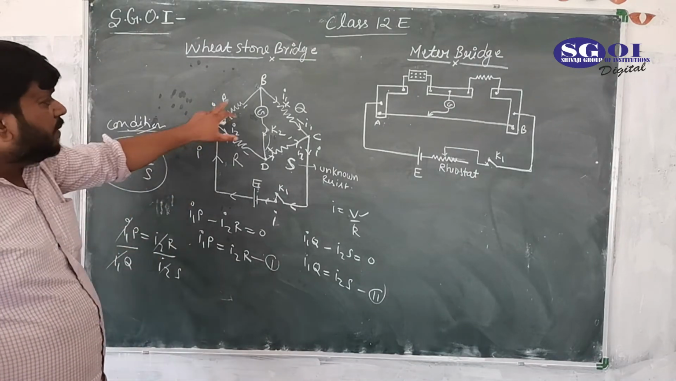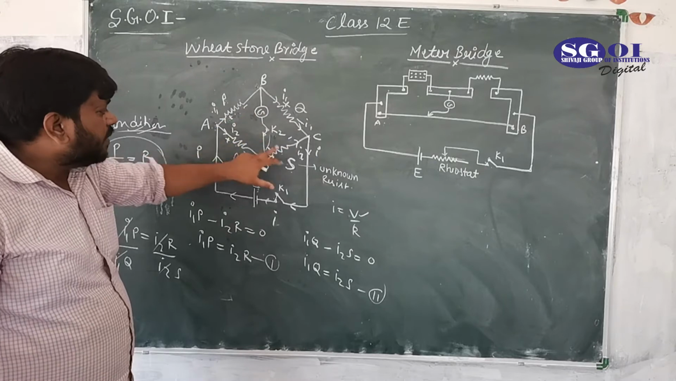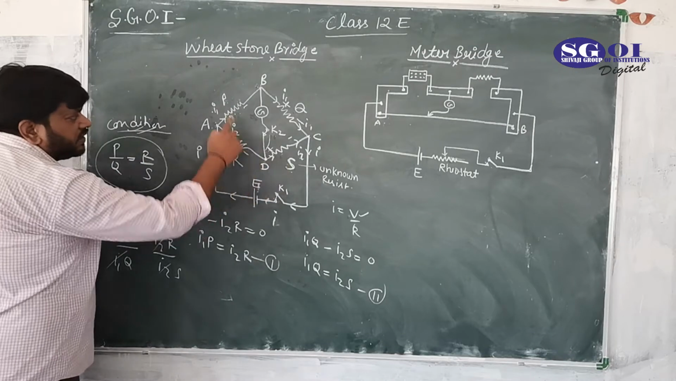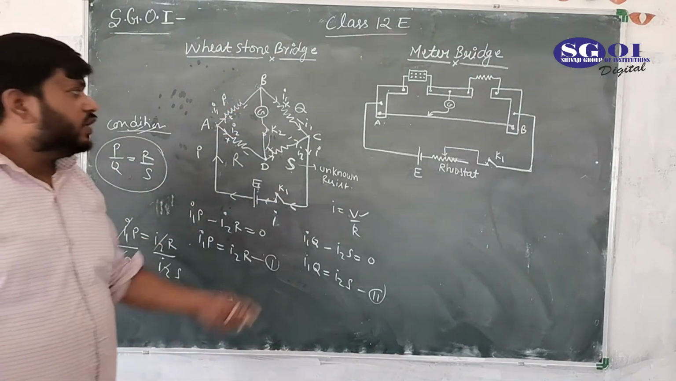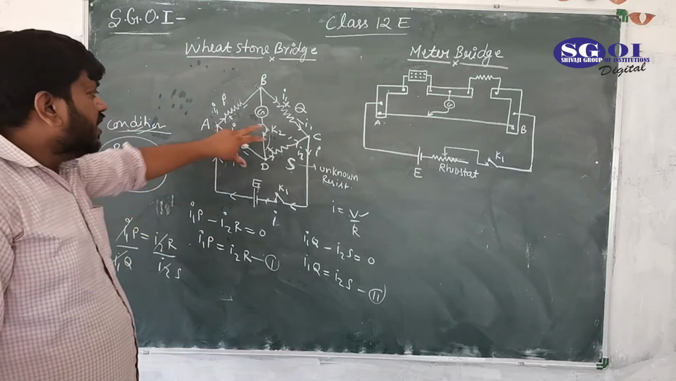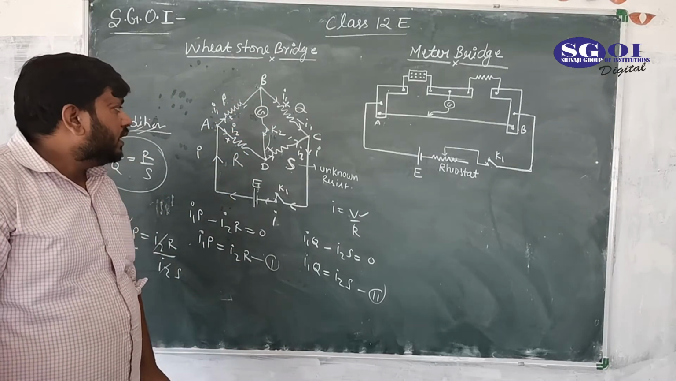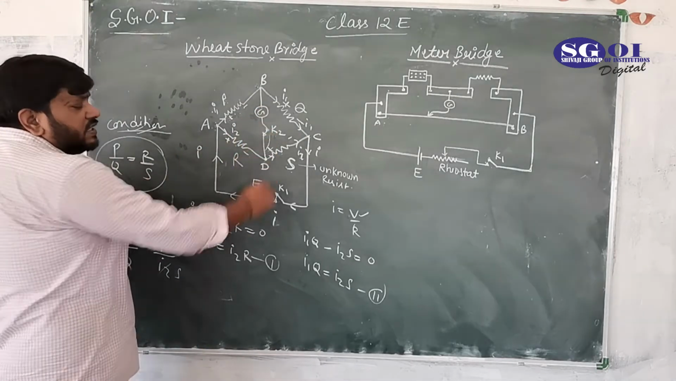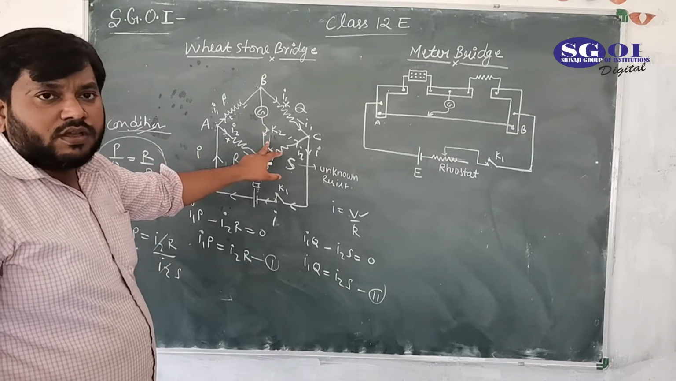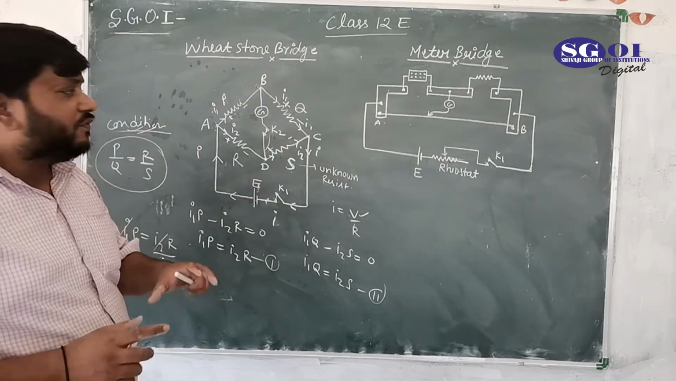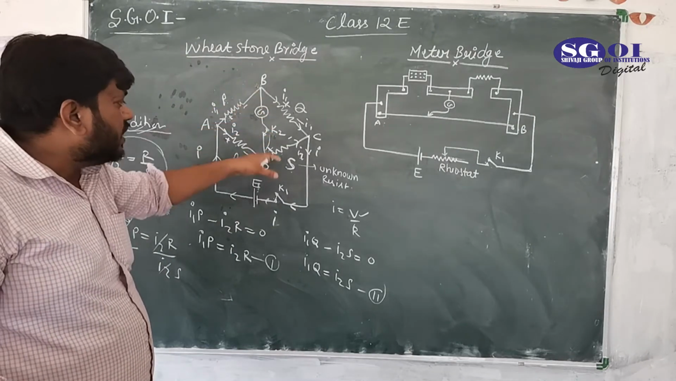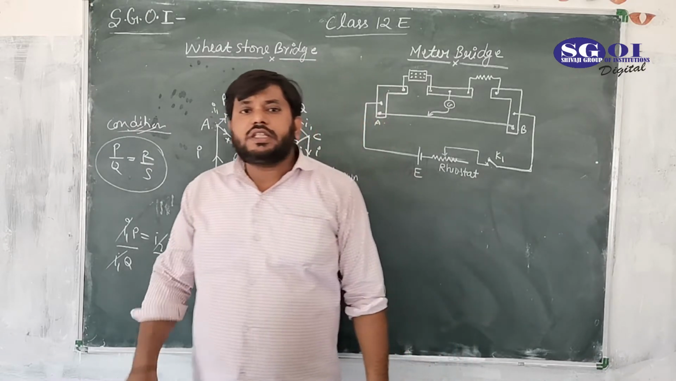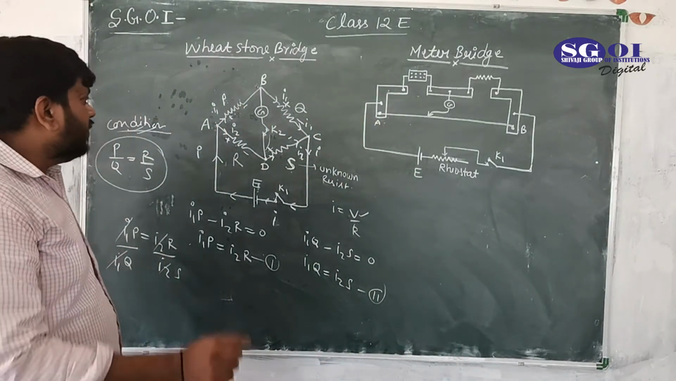P upon Q means these are the adjacent arms, and these are the opposite arms. It means if the ratios of the adjacent arms are equal, we can say the bridge is balanced. It means there is no current in this arm. Keep note of this point. And if there is any resistance in this arm, we neglect that resistance in finding the total equivalent resistance, because there is no current in that resistance, and we remove that resistance from the circuit for finding the equivalent resistance. This is very important.